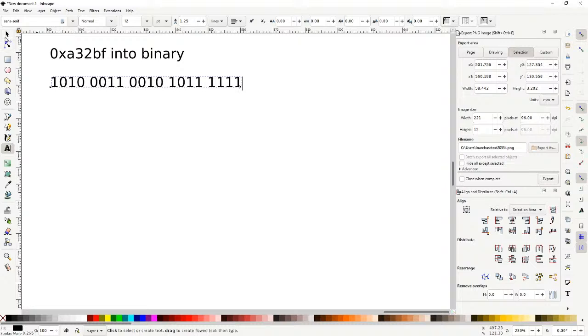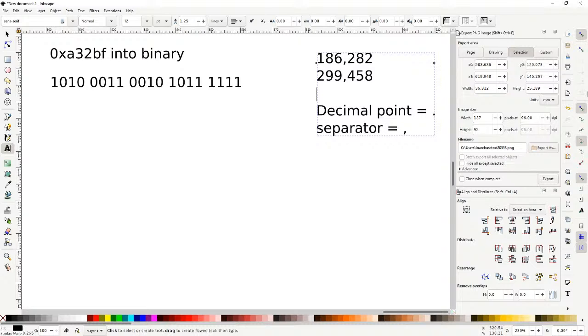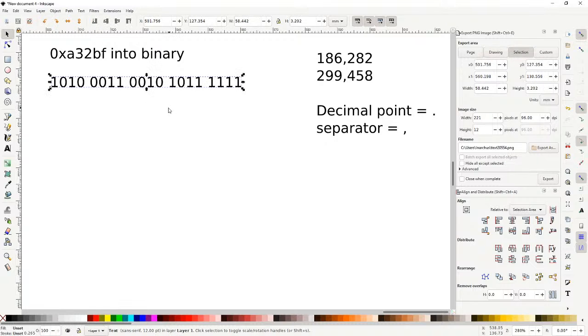And just like with numbers in decimal, we usually say 186,282 or 299,458. We separate them with a comma, or in some other places a period, but I'm going to use commas. Decimal point is period, separator is comma. We use the comma to separate sequences of digits, and it's traditional, at least when writing on paper, to separate the nibbles by a space.